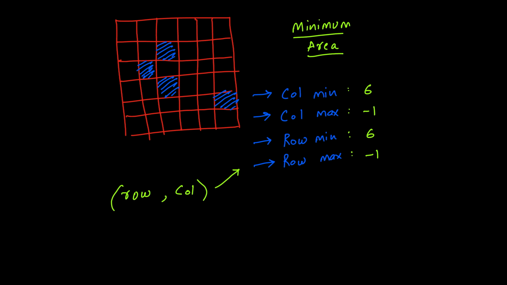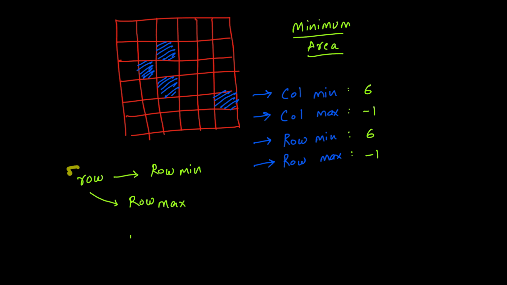If the value of a cell is 1, then we'll compare its corresponding row with row min and row max and column with column min and column max. In comparing row to row minimum, the smaller value should be saved in the row minimum variable to determine the size of the rectangle, and the higher value should be saved when comparing row to row max.